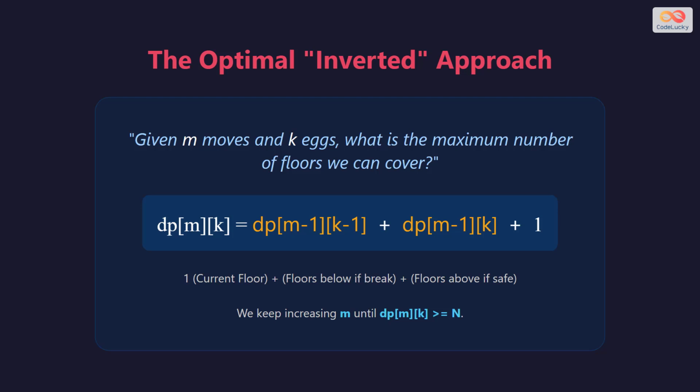For the most optimal solution, we invert the question. Instead of asking min moves for n floors, we ask how many floors can we cover with m moves and k eggs. The relation becomes floors covered equals floors covered with 1 less egg if it breaks, plus floors covered with same eggs if it survives, plus the current floor.